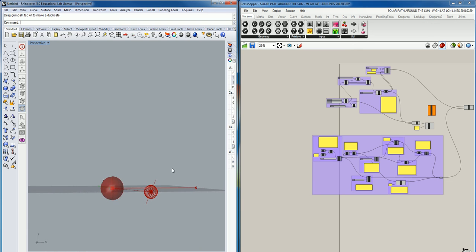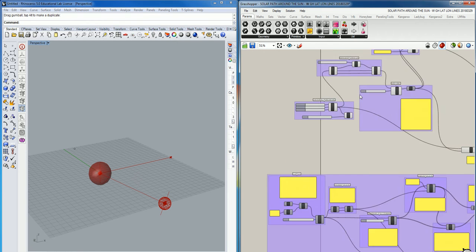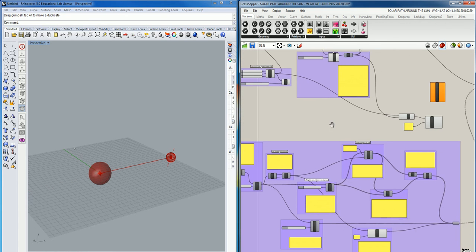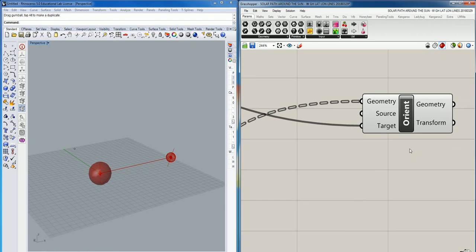So here is the object as I was able to construct it. If I get in close enough to see this thing, you can see that it maintains the angle of declination no matter where I put the globe. The function that I used to place that out there was this tool right here. It's called Orient, and it allows you to take a source geometry and place it at a target orientation.